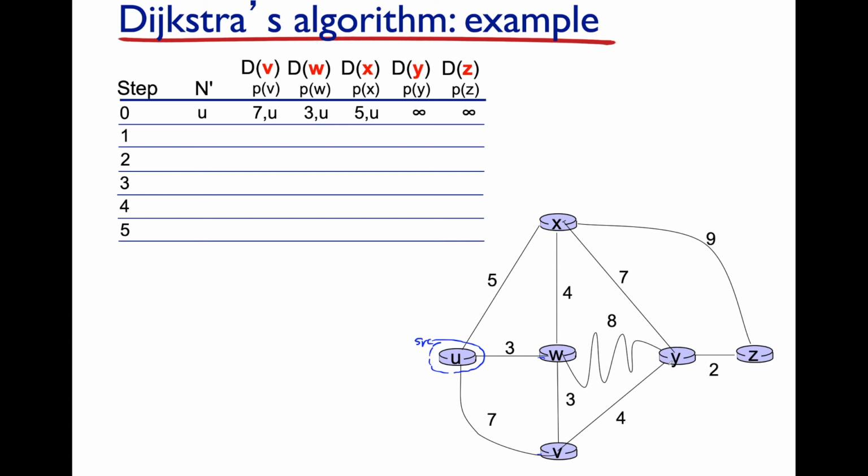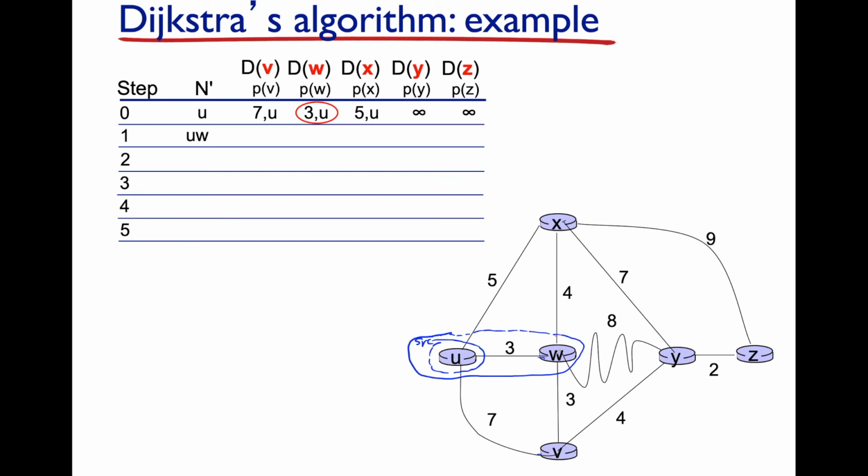Everything else, Y and Z, their distance vector is going to be infinity because they're not directly connected neighbors to node U. So now I'm going to say, okay, which is the node that's closest to U that's not in my N prime? That's going to be W, because W has a distance vector of 3. So I then add W to N prime. That's where I grow the blob. So now my N prime is going to include W. And so now I ask the question, let me look at all of the neighbors of W, and W's neighbors are X, V, and Y.